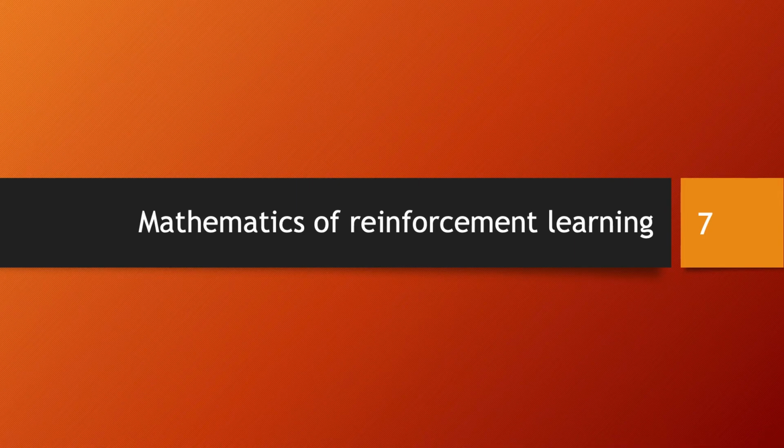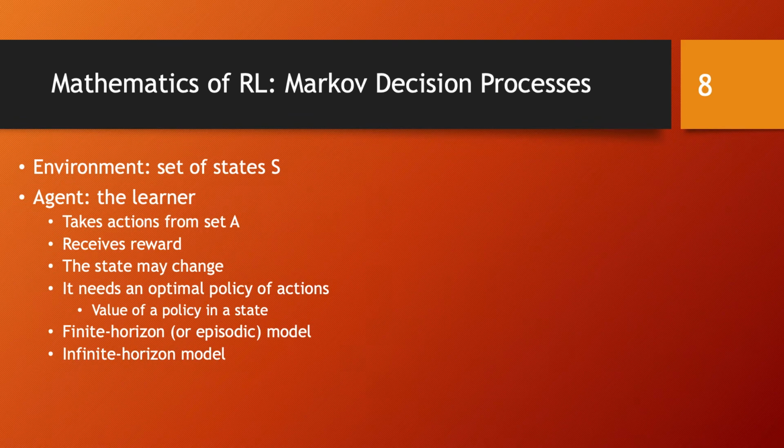We discuss in this lecture a basic mathematical framework for reinforcement learning. In this framework, the environment consists of a finite set of states, and I'm going to denote it by capital S. And then we have the agent, which is the learner. And this learner is going to be in one of these states and is going to take one action from a set of actions A.